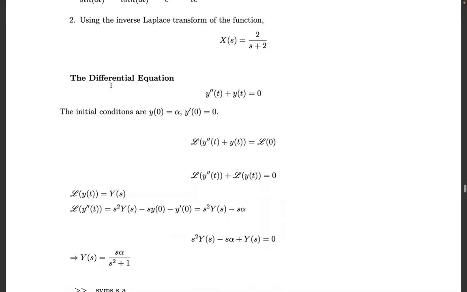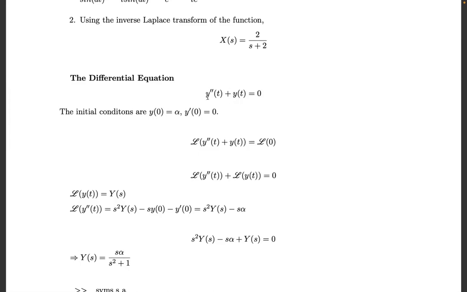Then for differential equations, in the last chapter we learned how to solve the ordinary differential equation in MATLAB, right? We use ode45 to get the result. This is the numeric method. For this one, we can also use the Laplace transform to get the ordinary differential equation result.